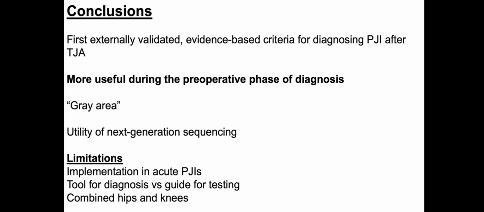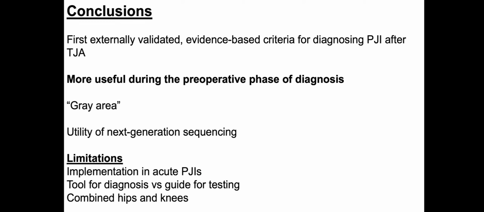Finally, what the conclusions mainly were was that this was the first externally validated evidence-based criteria for diagnosing PJI after total joint arthroplasty. This is more of a useful approach during the preoperative phase. If you look at the initial one that was described in 2013, a lot of those criteria can't really be seen until you're actually in the case or intraoperatively. This new algorithm allowed providers to have more information preoperatively before going into the surgery.